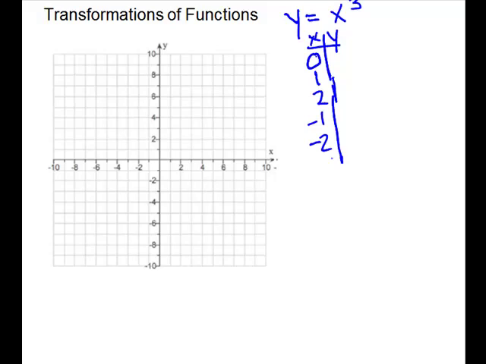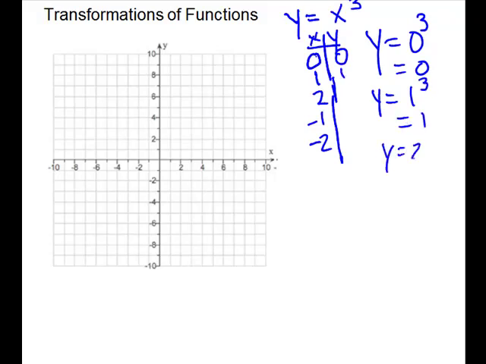Let's look at creating the graph y equals x cubed. So we know we need more than 3 points. We know we need some positives and negatives. All right, so I picked our standard one. So if we pick 0, 0 cubed is going to be 0. If we pick 1, it's going to be 1. And 2 will give us 8. So this one is climbing then really fast.